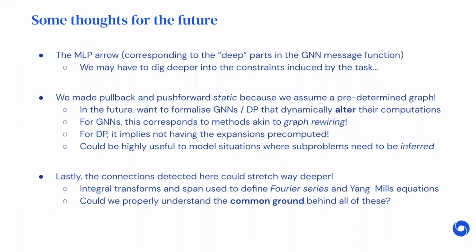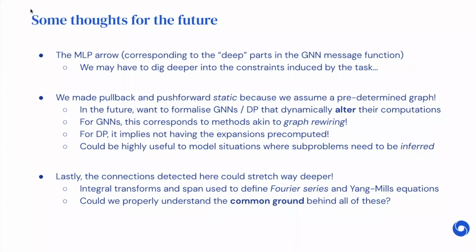We also made all these pullbacks and pushforwards static because we assume that there's a predetermined graph structure available to us. But in the future, we might be very interested in looking at GNNs and dynamic programming algorithms that dynamically alter the computation by inventing new nodes, rewiring between the nodes, and so on. And it could be quite useful for situations where you need to figure out the subproblems as you go along and not assume that the subproblems are given to you at the beginning.